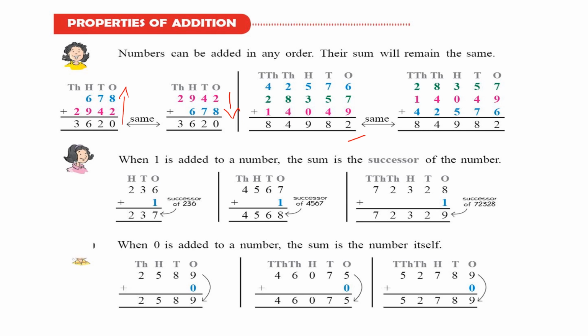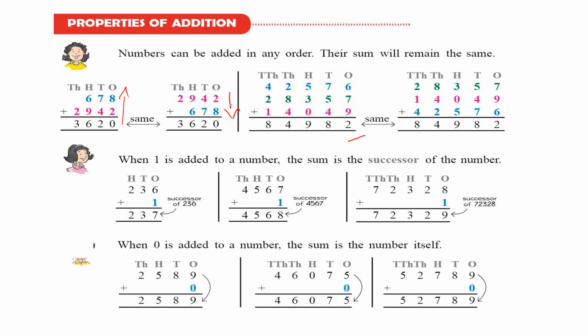That is, you can flip and write, you can interchange and write. First number down and second number top, anyway you can write. That is what they are saying: numbers can be added in any order. You can write the bigger number on top and the smaller number down, or the smaller number on top and the bigger number down. Anyway you can write, the answer will remain the same.